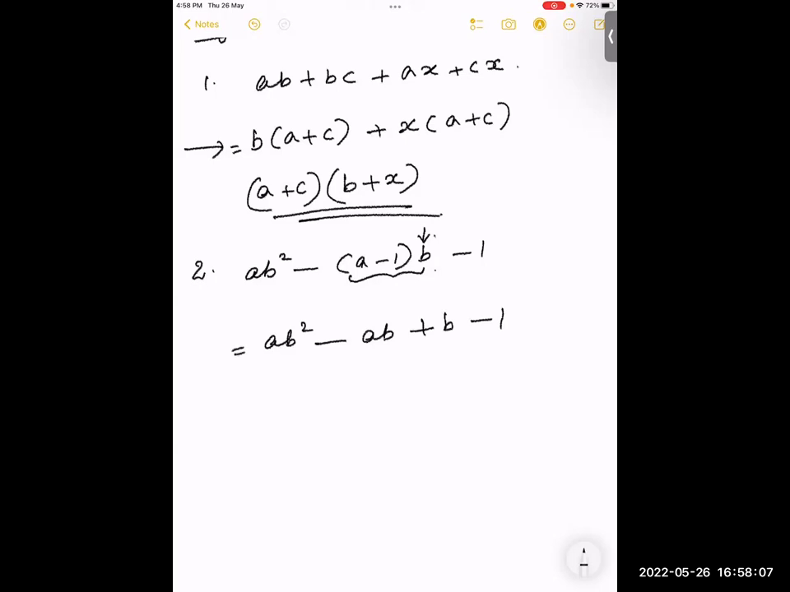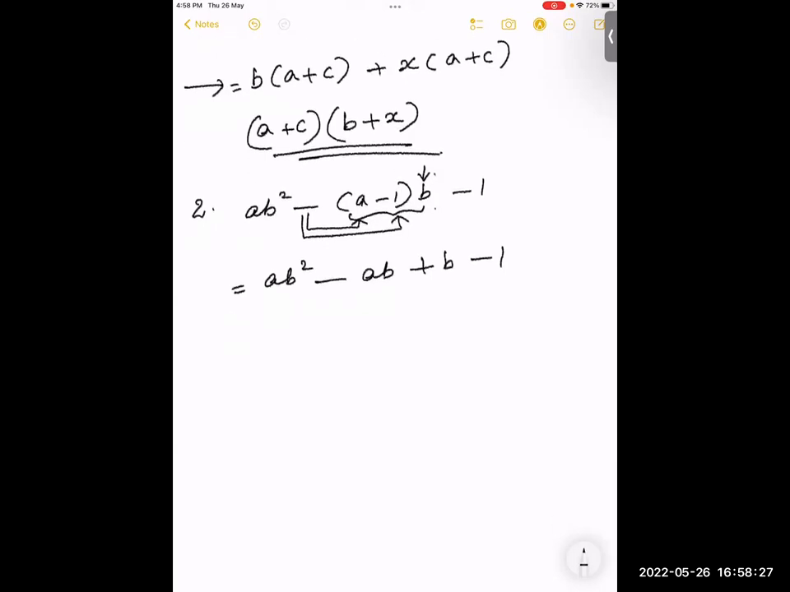Understood, Shreya? Ma'am, where did the plus b come from? This negative goes to this term, and this negative goes to this term. So negative into negative makes it positive. That's how that plus b comes from there. Basically you are multiplying negative b with each term.